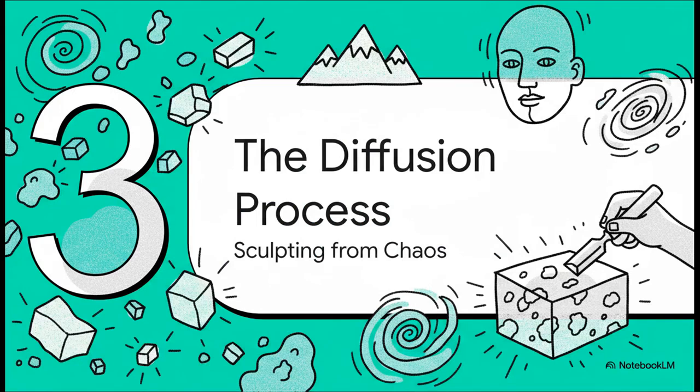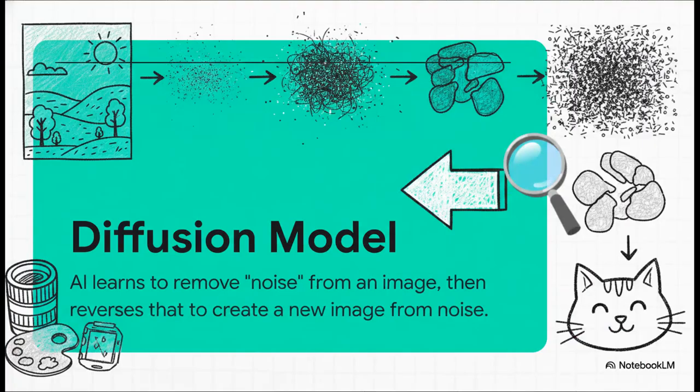Okay, so the AI gets the concepts, but how does it actually draw the picture? That brings us to the main event, the diffusion process. I absolutely love this idea of sculpting an image from chaos, because honestly, that's almost exactly what's happening. The tech that powers most of these generators is called a diffusion model. And at its core, it's a two-step dance. First, the AI learns how to take a perfect, clean image and systematically add noise, static, until it's completely unrecognizable. Then, and this is the genius part, it learns how to perfectly reverse that process, step by step, to bring a clear image back out of the static.